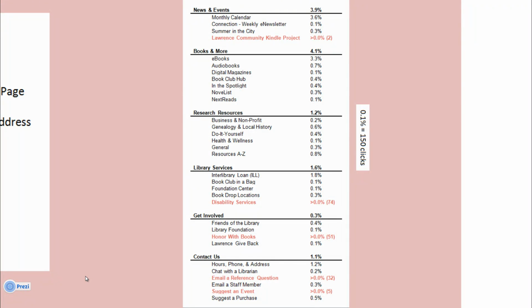There's not really a lot that jumps out as being sort of dominantly popular or being really unnecessary. I highlighted in red the links that were least used. The one at the top, the Community Kindle Project, was only part of the navigation for a fraction of the dates I was looking at, so it's not surprising that that's low. And then some of the other ones that were low are links that you don't really expect a lot of hits for. They're just necessary. So disability services, honor with books, those kinds of links. And aside from those, like I said, there really isn't anything that jumps out at you. You're getting a pretty decent amount of use out of most of the links in your navigation.